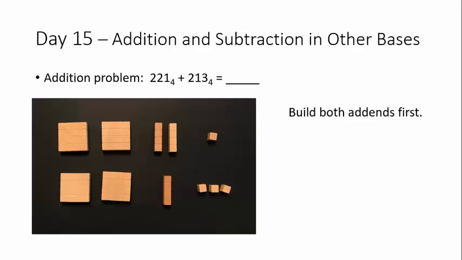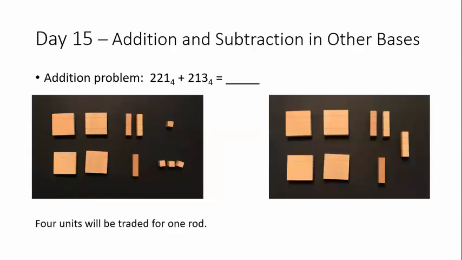Before I advance the slide, think about what trade needs to be made first. I'll give you a hint. Start with the units. There are 4 units, so 4 units will be traded up for 1 rod. You can see in the picture on the right that I have replaced the 4 units with 1 rod.